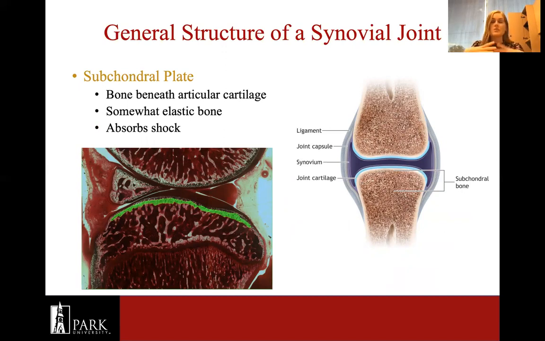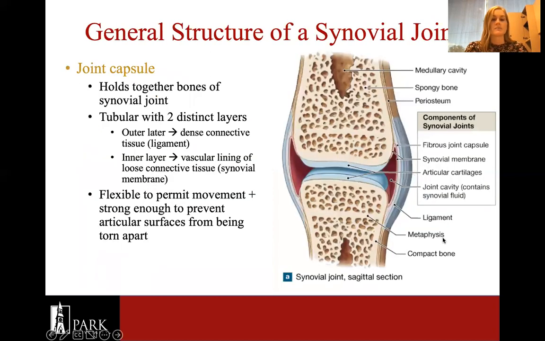This is a somewhat elastic bone. It has a little bit of give to it, and it will absorb a lot of that shock as we're walking or as we're running, for example, when we were talking about our lower body synovial joints. Our joint capsule is going to hold the bones together and create that actual capsule-looking structure.